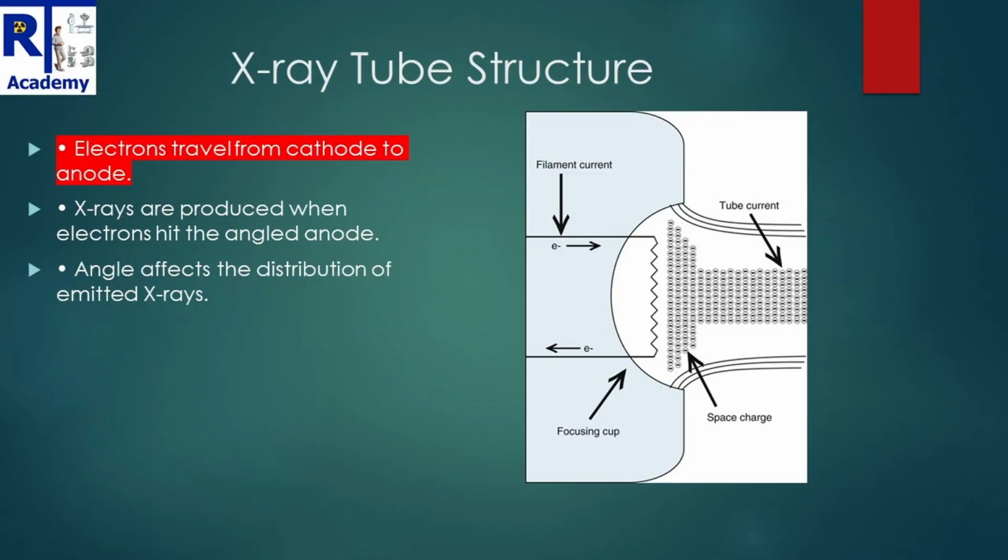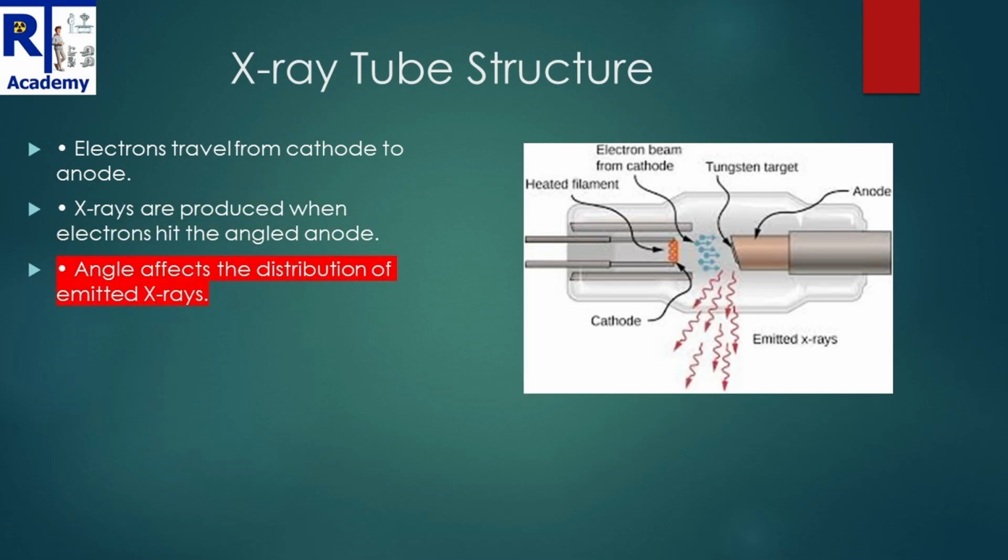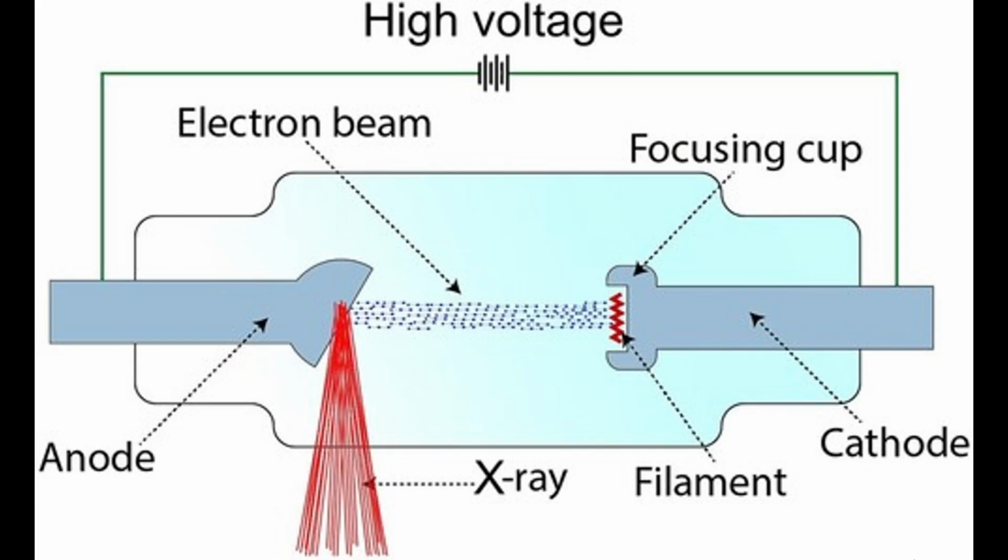Let's begin with the X-ray tube itself. Inside the tube, electrons are produced at the cathode, the negative side. These electrons are accelerated at high speed toward the anode, the positive side. When the electrons collide with the anode, most of their energy becomes heat, but a small portion is converted into X-ray photons. This is the basis of X-ray production.